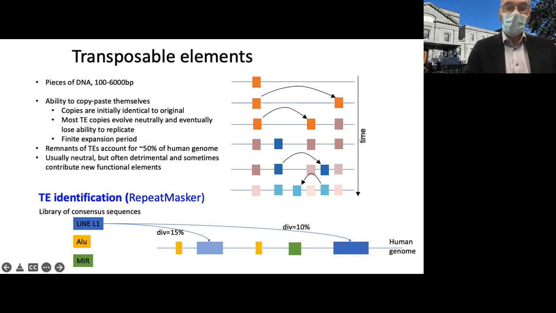And when you find each of these hits, you can also measure the divergence between the sequence observed in the human genome and the original consensus sequence. So this one might be divergent at 10%. That means 10% of the positions have mutated. And that's the strategy that's used to annotate transposable elements in those genomes.